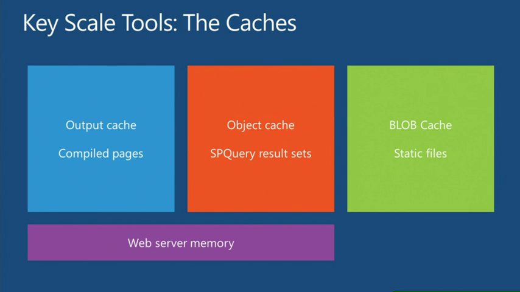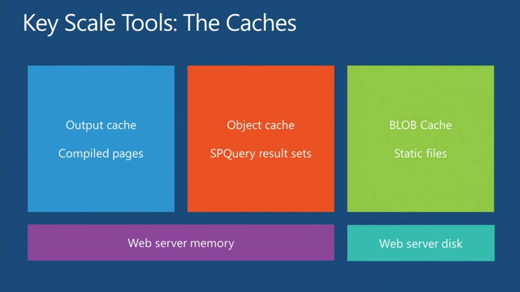One key reason why we need to think very long and hard about how much memory we have in our web servers. And then we have the blob cache, which is also called the disk-based cache, and this is responsible for caching files. So the simple example is, we have a web page that allows us to download product catalogs as PDF files, for example. Those PDF files are obviously blobs in the content database in SharePoint.